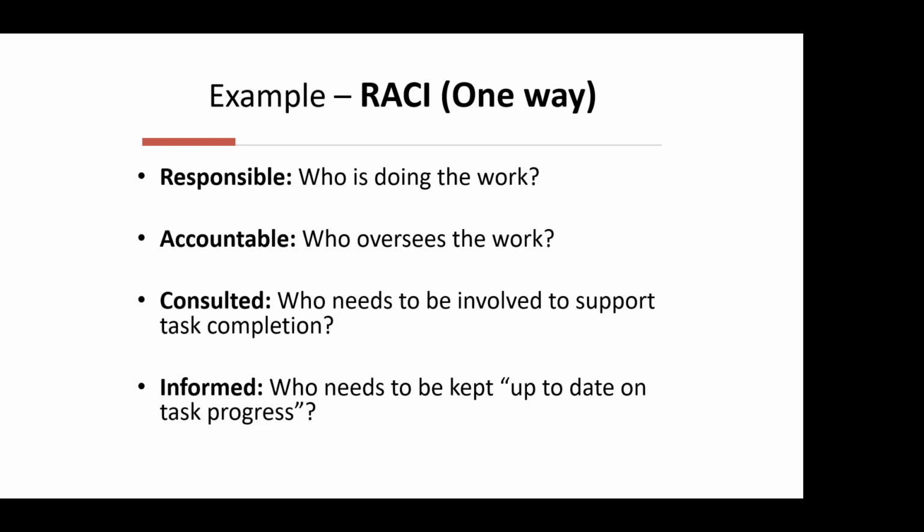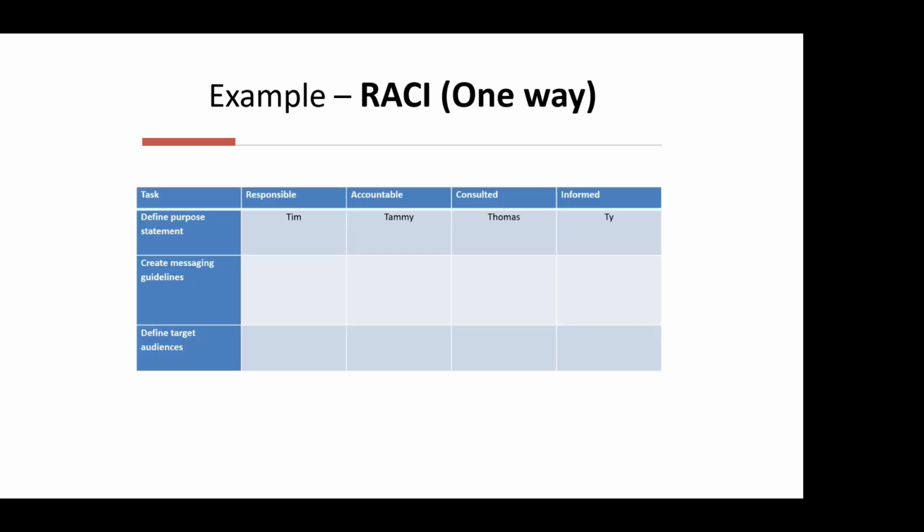And then informed is who needs to be kept up to date on task progress. Sometimes you're contributing to an event, and these are people that just need to know how is everything going? How is every task being completed? So I really like this matrix. It keeps everything in front of me. And this is basically an idea of how that type of matrix works.